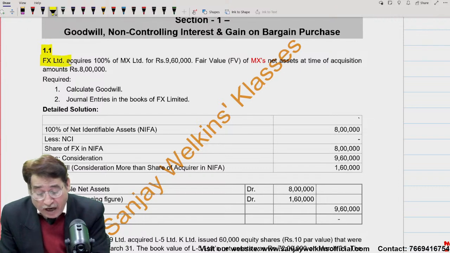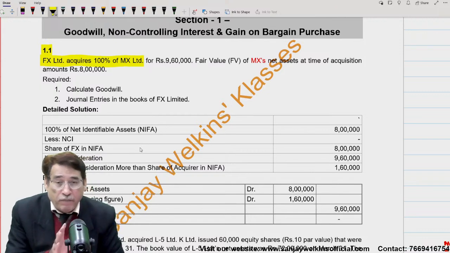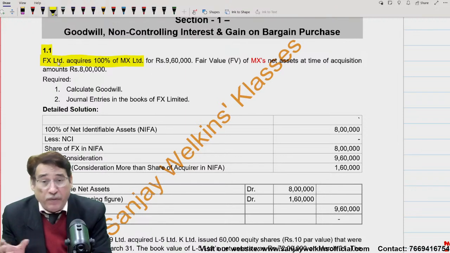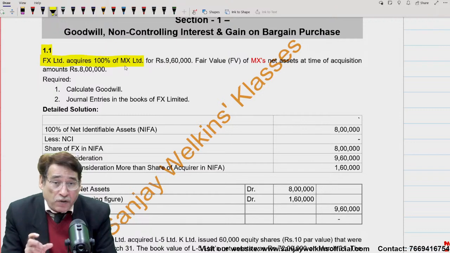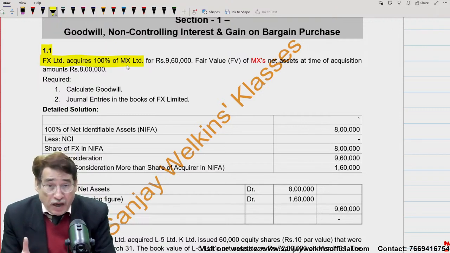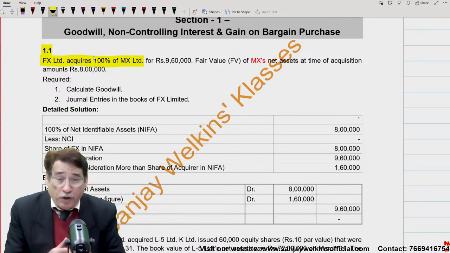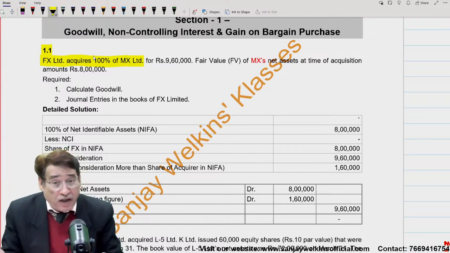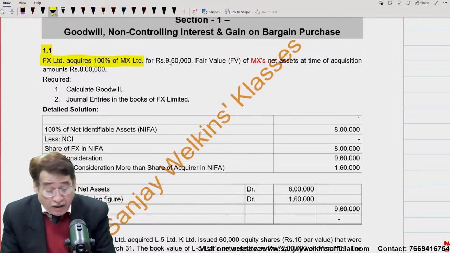Here it states that FX Limited acquires 100% of MX Limited. Kindly tell me who is the acquirer company. The acquirer company is FX Limited, and the company being acquired is MX Limited. How many shares are we getting? 100% of the share capital. So what is the NCI, sir? NCI is 0, because the entire share capital is in our hand.